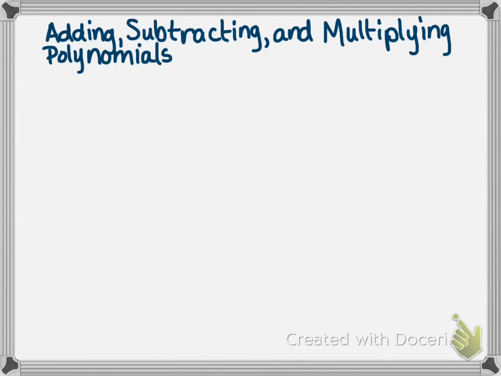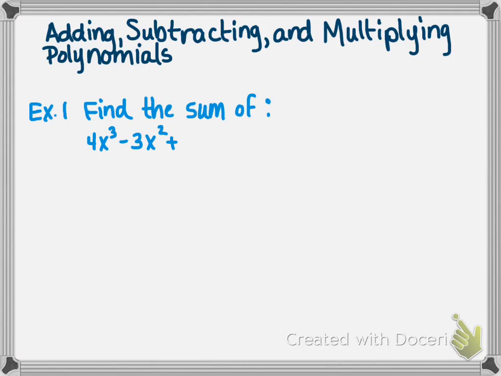Adding, subtracting, and multiplying polynomials. So for example, let's find the sum of 4x cubed minus 3x squared plus 2x plus 1 and negative 3x cubed plus 2x minus 4. Now there are two different ways I've seen to add and subtract polynomials, horizontally and vertically.